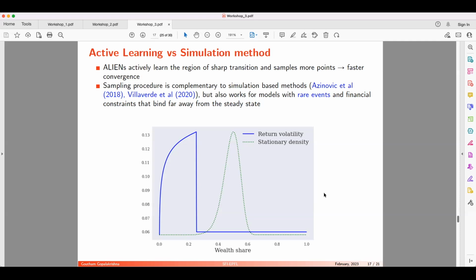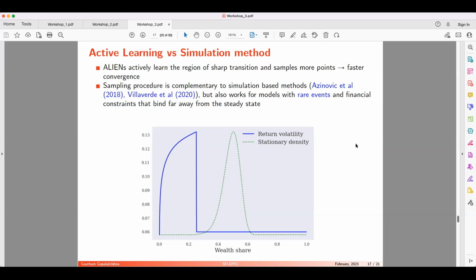So there are other techniques in macro finance and machine learning literature. For example, some of the papers use ergodic density to draw training points. I don't know if you're aware of these papers mentioned here, Azinovic and Simon Scheidegger 2018 and Fernandez-Villaverde and Coates 2020. What they do is that they first solve for the ergodic density of the problem.